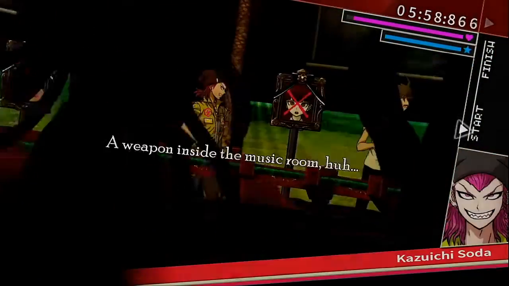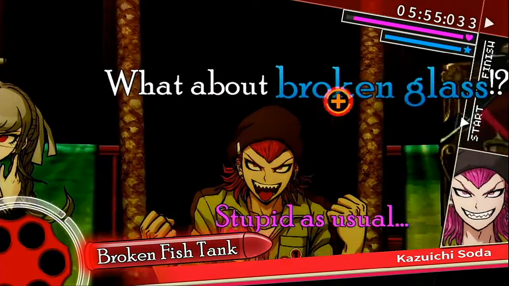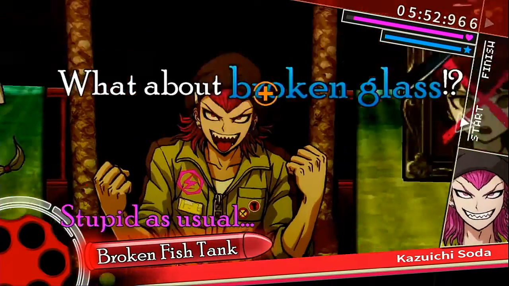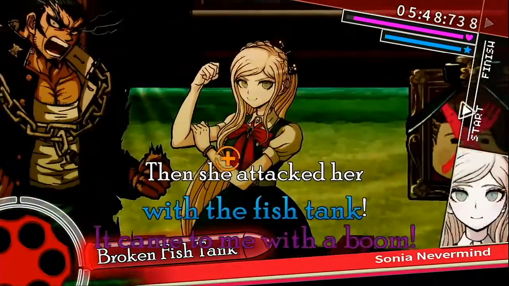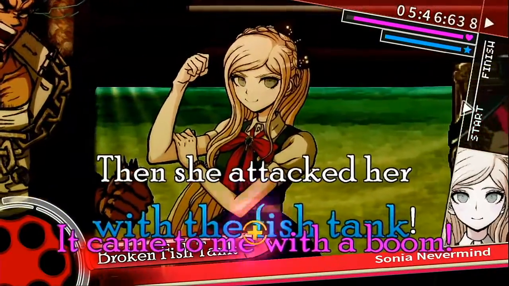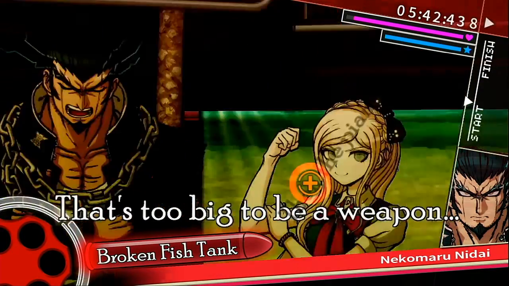A weapon inside the music room, huh? What about broken glass? Isn't the cause of death a blow to the head? Then she attacked her with the fish tank. That's too big to be a weapon. Then the piano.